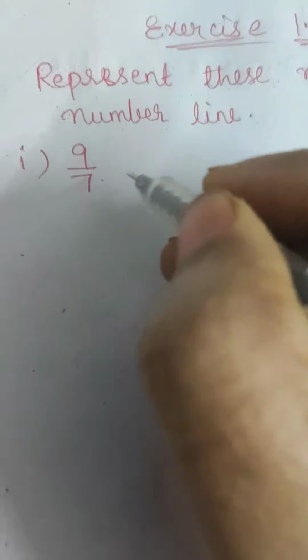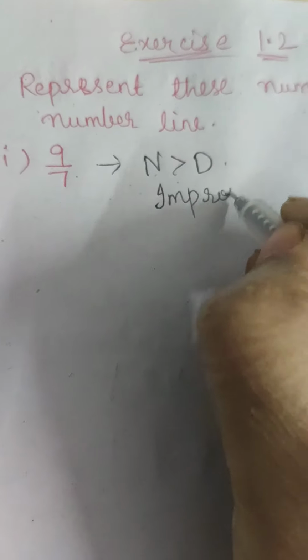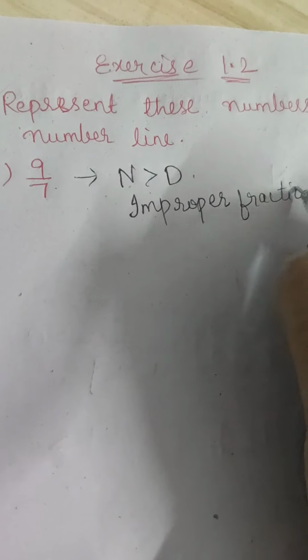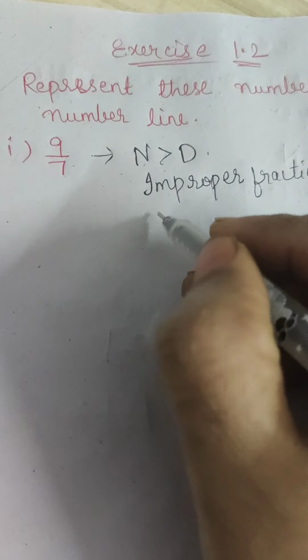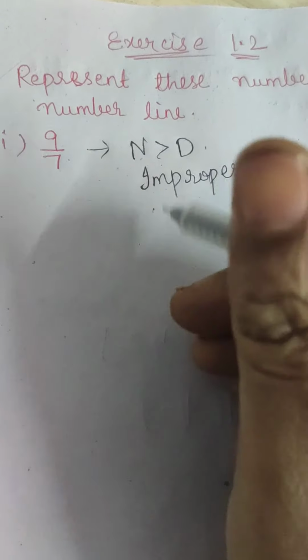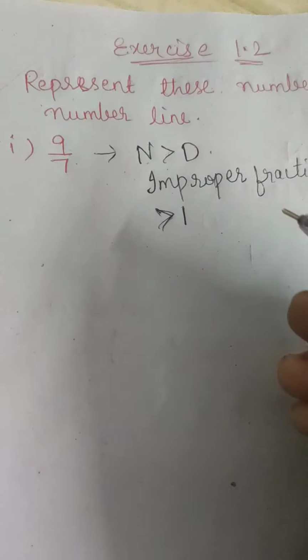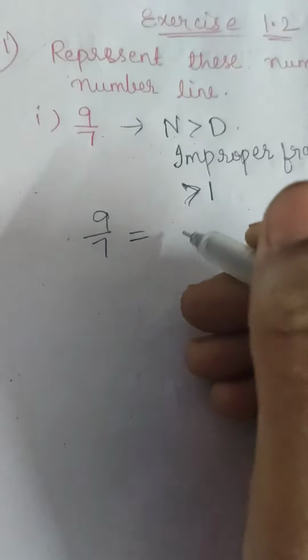By seeing this number we can understand that numerator is greater than denominator. This means that it is an improper fraction. For improper fractions we already know that the value lies greater than 1. If we have an improper fraction, first we should make it into a mixed fraction.